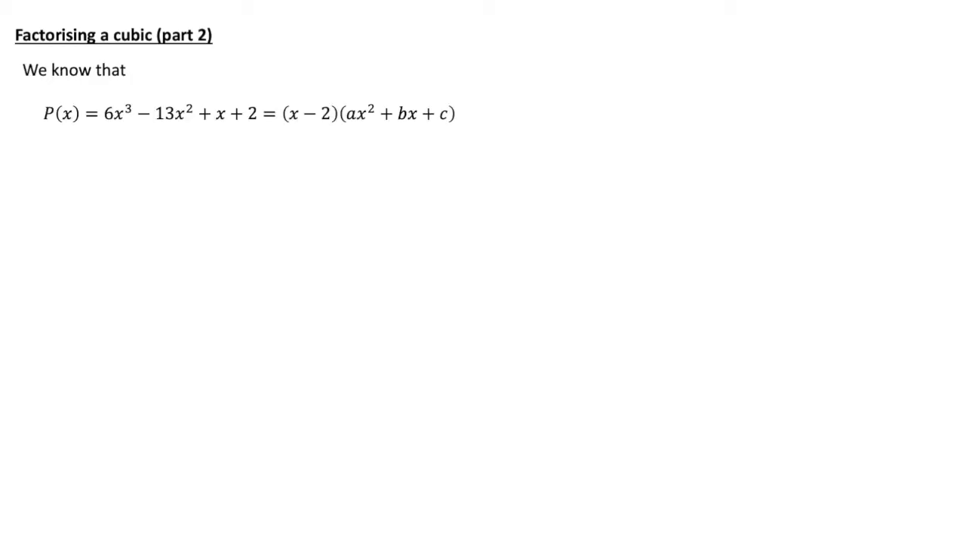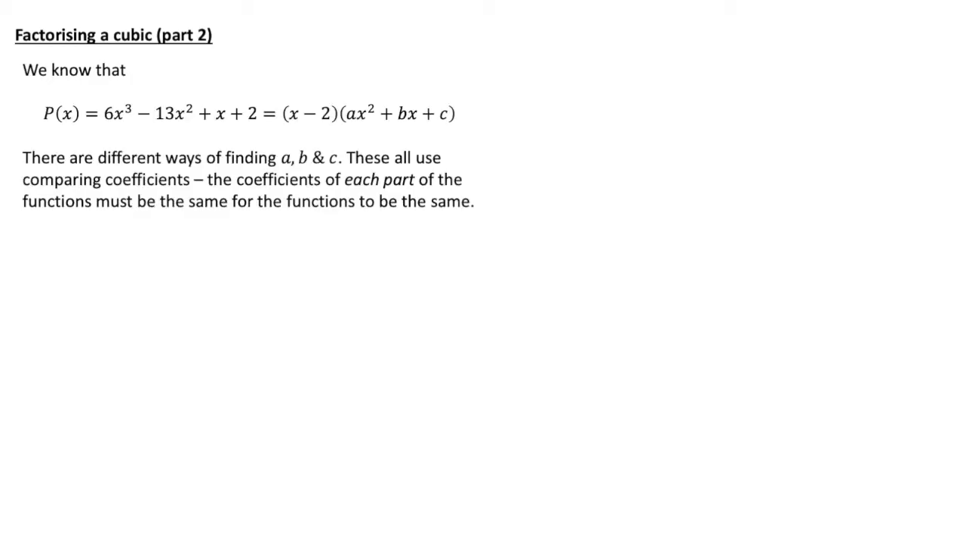Okay, so this is what we know so far, and there are different ways of finding A, B and C, but they all essentially use the idea of comparing coefficients. So the coefficients of each part of the functions must be the same for the functions to be the same. What that means in another way is that the multiple of x cubed must be the same on both sides of the equal sign. The multiple of x squared must be the same, the multiple of x must be the same, and the constant must be the same.